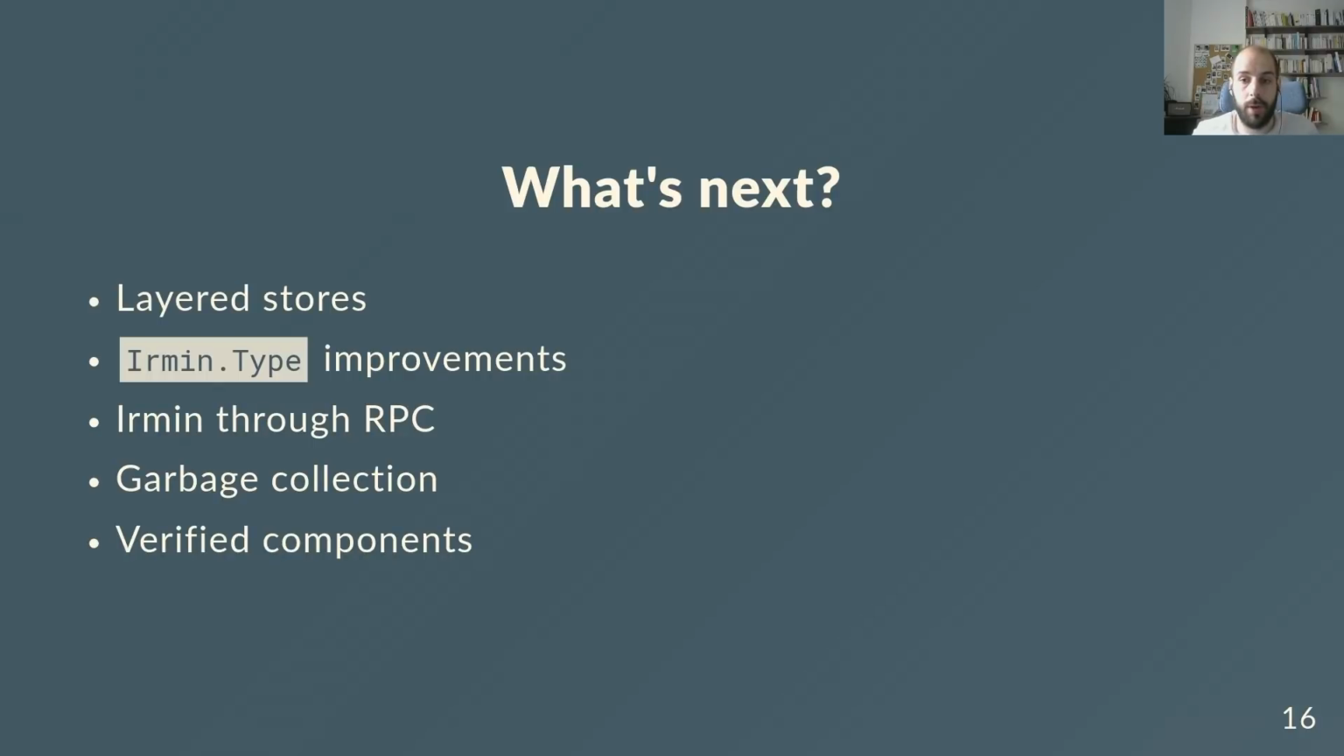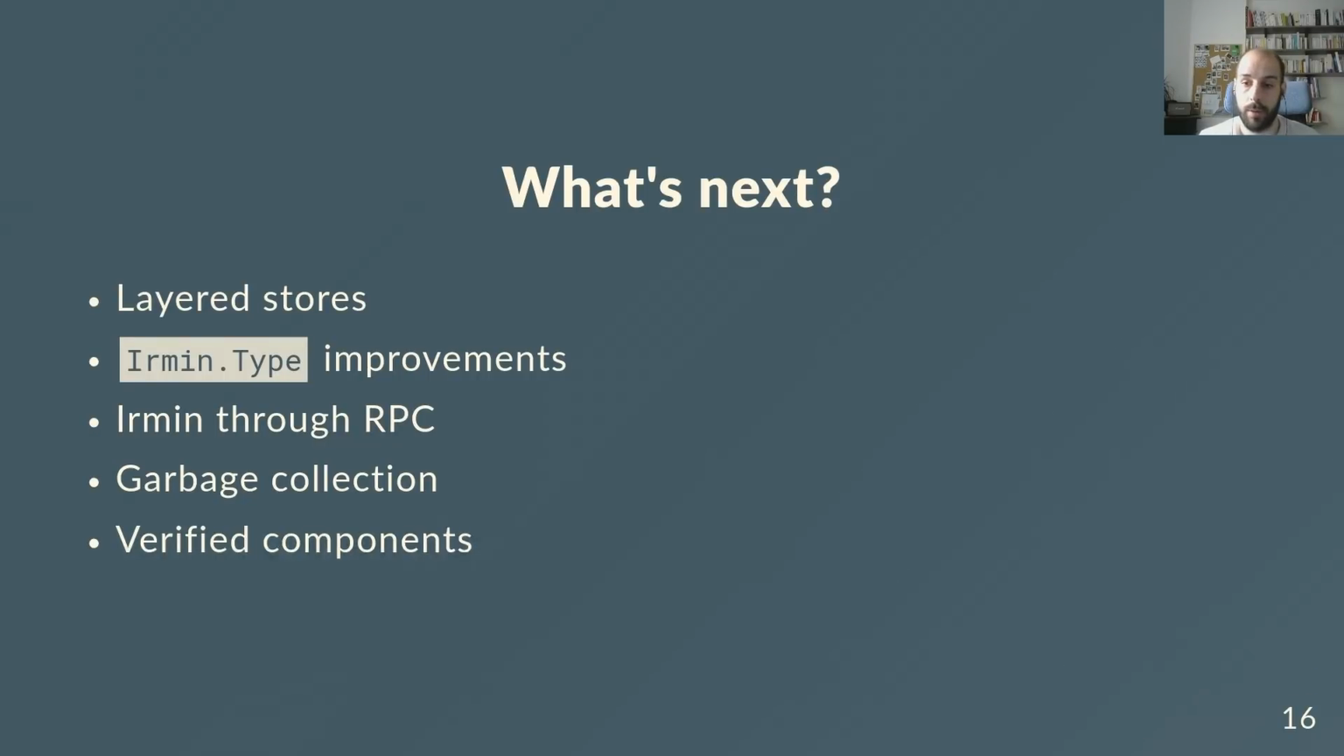So what's next for Irmin? We are actively working on many interesting features. The layered store will allow you to combine different stores. For instance, you could use an in-memory backend for most accessed values and a persisted backend for other values for performance reasons. Also, we have some improvements on Irmin type. Irmin type is our dynamic type library. It's responsible for serialization, hashing, printing. So we have a lot of nice performance improvements that will speed up Irmin overall.